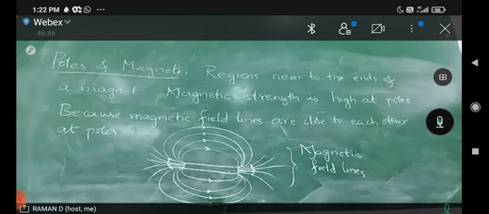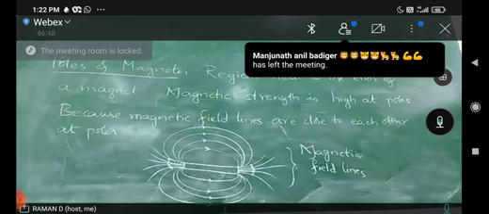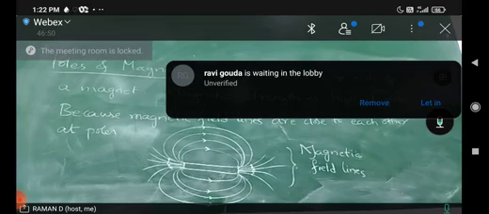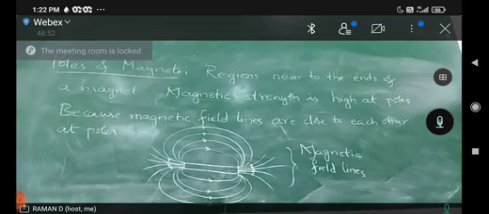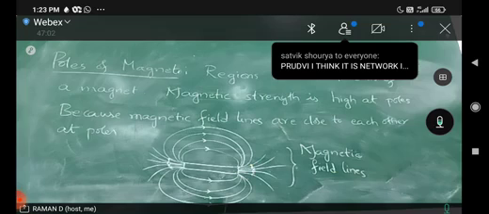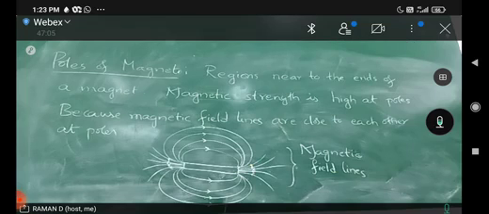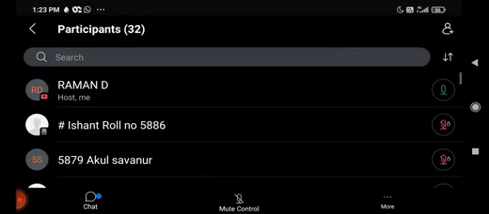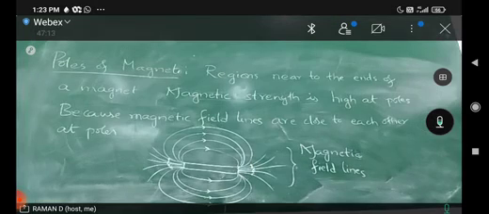See, I have drawn the magnetic field lines. These magnetic field lines, they are close to each other at the poles, whereas they are little far away from each other in the middle region. Such that the magnetic strength is high at poles, whereas it is less in the middle region.